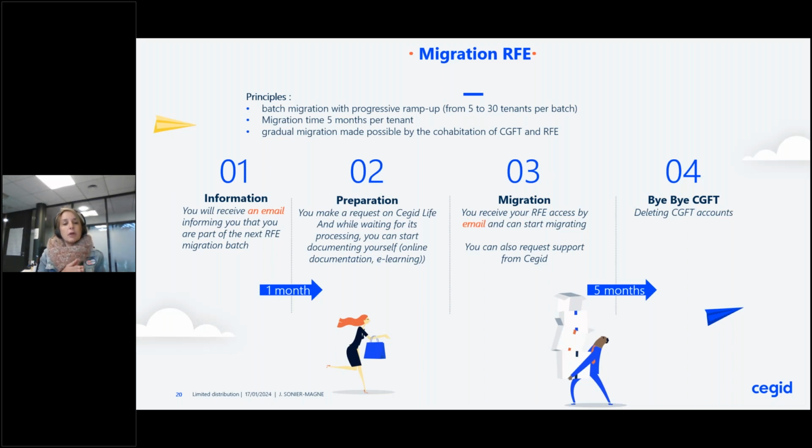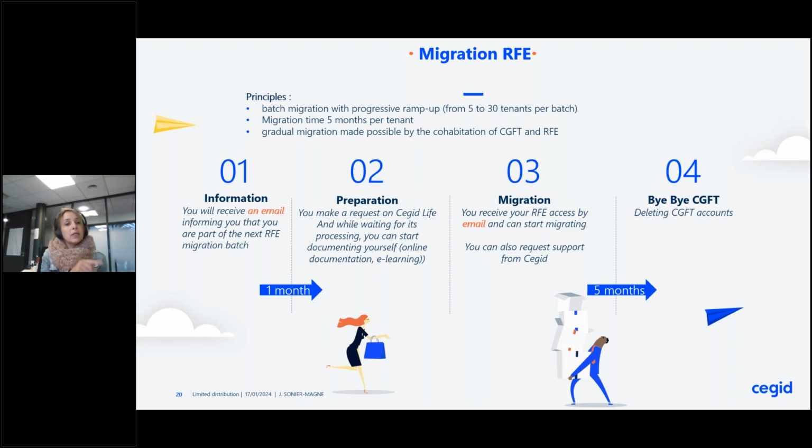The principle retained for the migration is a migration by batch. You will have a batch migration with a progressive increase of the number of tenants per batch. You will have 5 months once your account is provided to migrate to RFE. And as I told you before, don't forget that you can use RFE and CGFT at the same time.